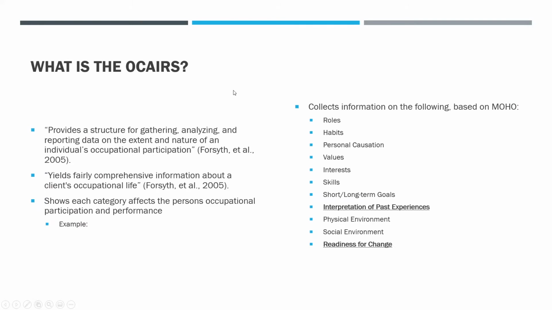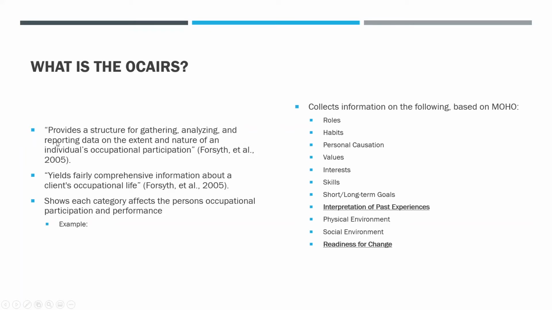So just going through what the OCAIRS actually is a little bit more in depth. Just some quotes from some research and from the manual itself. So it says it provides a structure for gathering, analyzing, and reporting data on the extent and nature of an individual's occupational participation. So it's very, very important to understand. It provides structure for gathering, analyzing, and reporting data on the extent and nature of an individual's occupational participation. Occupational participation. Think about what that means. As well, it yields fairly comprehensive information about the client's occupational life. That also is very, very important.